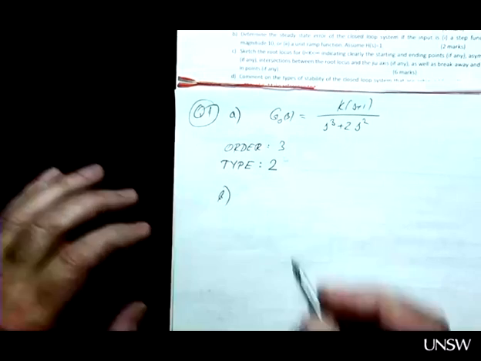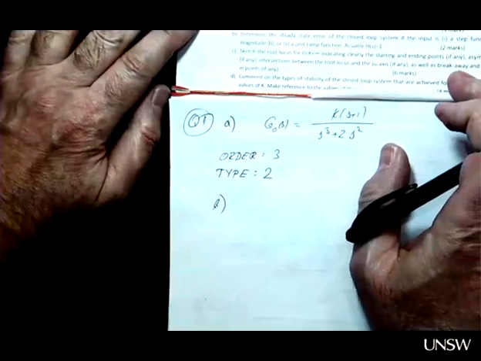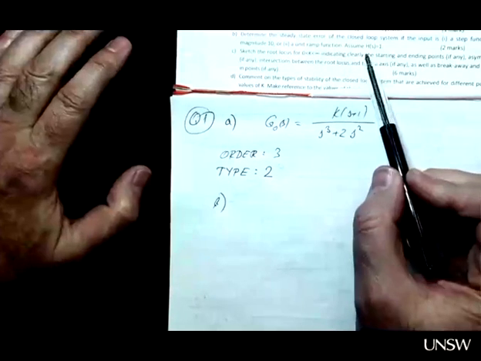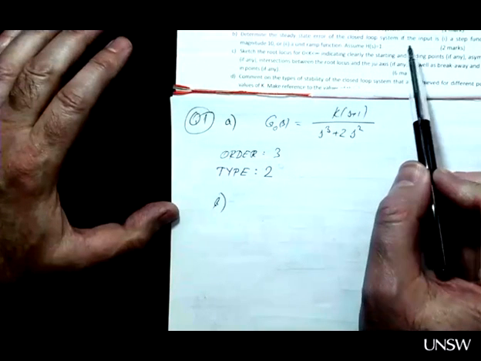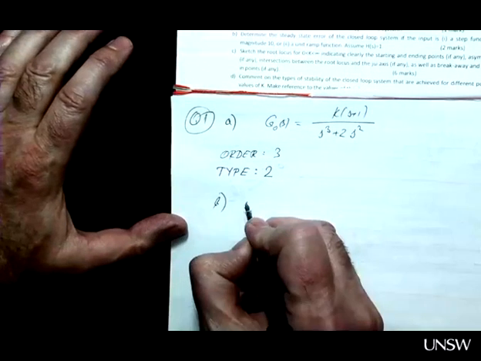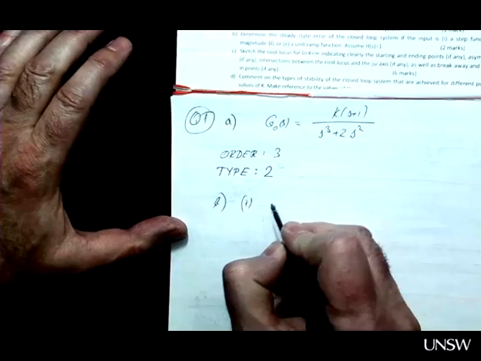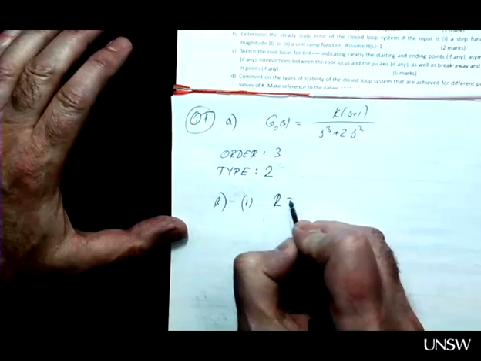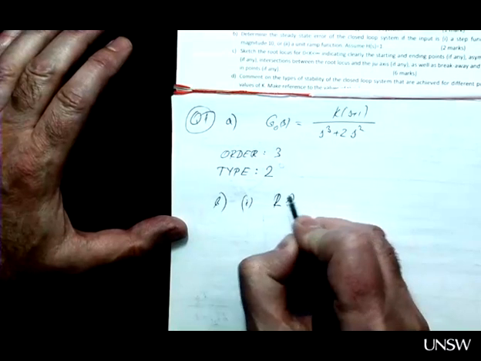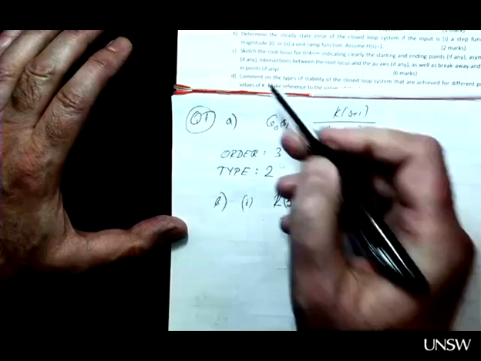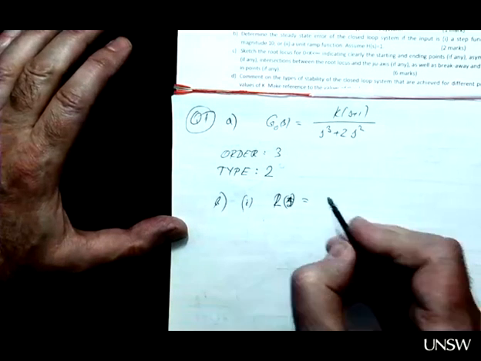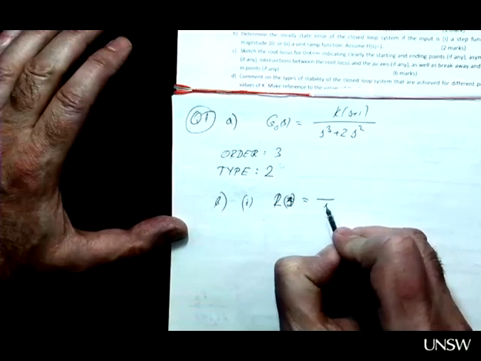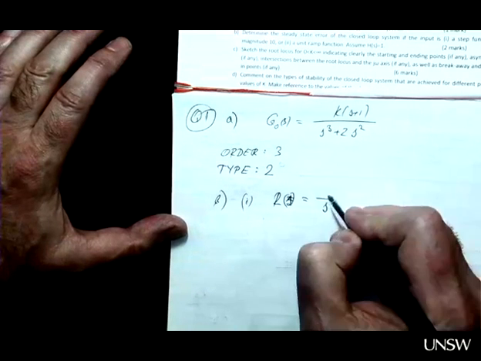Part B, determine the steady state error of the closed loop system if the input R(s) is a step function of magnitude 10. So step means 1 over s, but the magnitude of step is not 1, it is 10. So it's not a unit step input, it is a step input of magnitude 10.